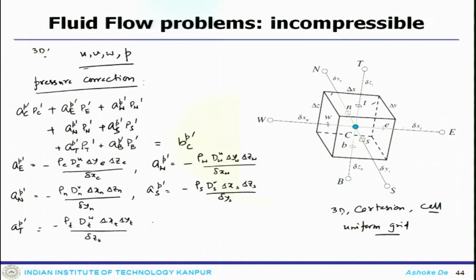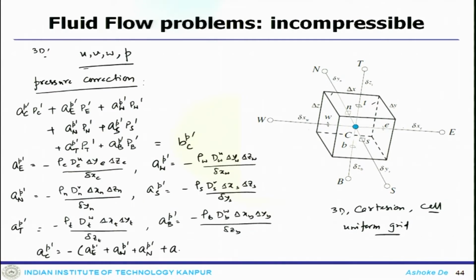Now, this is delta z t. A bottom P prime rho b dB w delta x b delta y b divided by del z b, and as usual a C P prime is minus A E P prime, A W P prime, A N P prime, A S P prime, A T P prime, A B P prime.